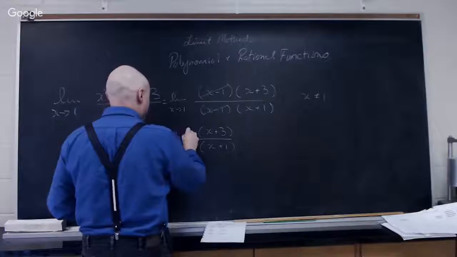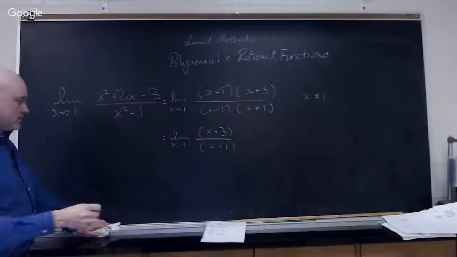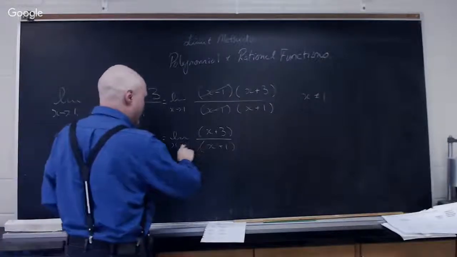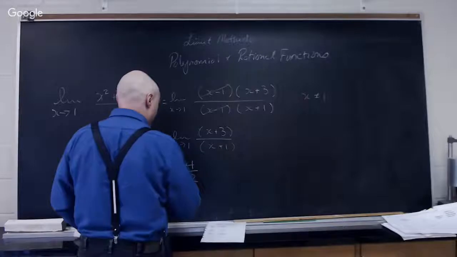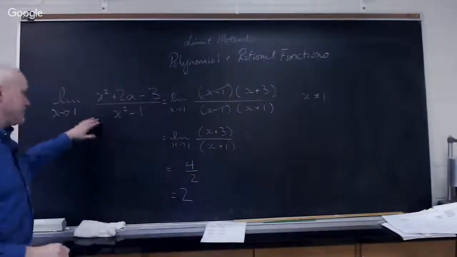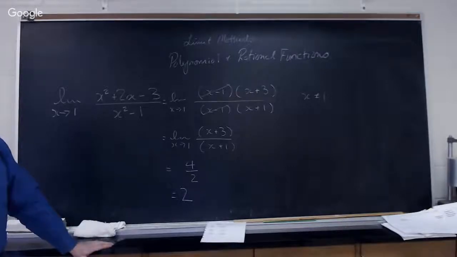Please don't do this. I'm supposed to give you a big red X if you do this on your test. And when I plug in the 1, it's 4 over 2, or 2. So in fact, the limit as x approaches 1 of this expression is just 2.